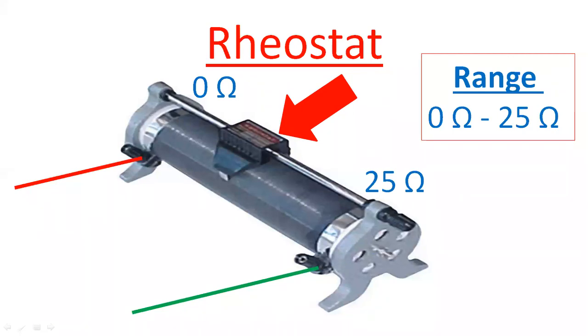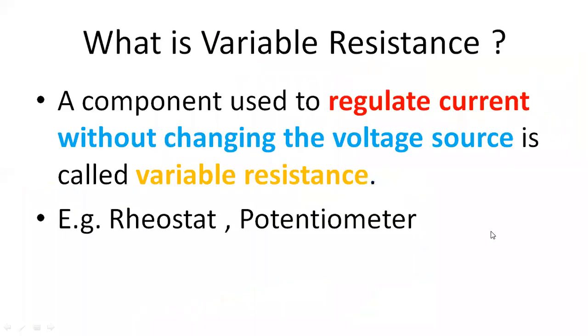We will be discussing temperature later, not right now. Now the question is, what is variable resistance? Variable resistance is a component used to regulate electric current. In the exam, they will ask you the definition of variable resistance, and what is the meaning of it?